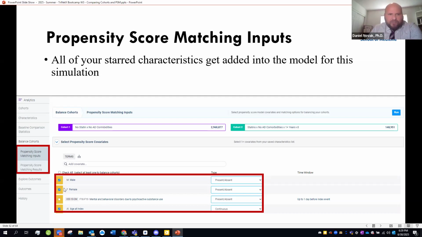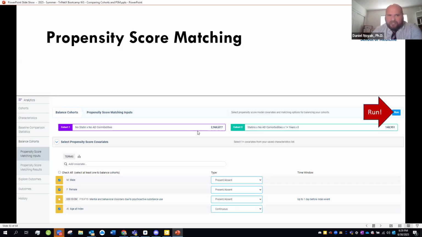You can see here that it loads in all of those factors that you've starred: male, female. In this case, I've included a number of mental and behavioral disorders due to psychoactive substance use. I'll tell you a little bit about why you shouldn't do it exactly this way in a moment. But the age index as well, which is a continuous variable. You can also see these are binary variables: whether the person is male or not, is female or not, or has one of these codes or not. Continuous, again, means 1, 2, 3, 4, 5, 6, so it's going to try to continuously match ages between these two cohorts as it goes.